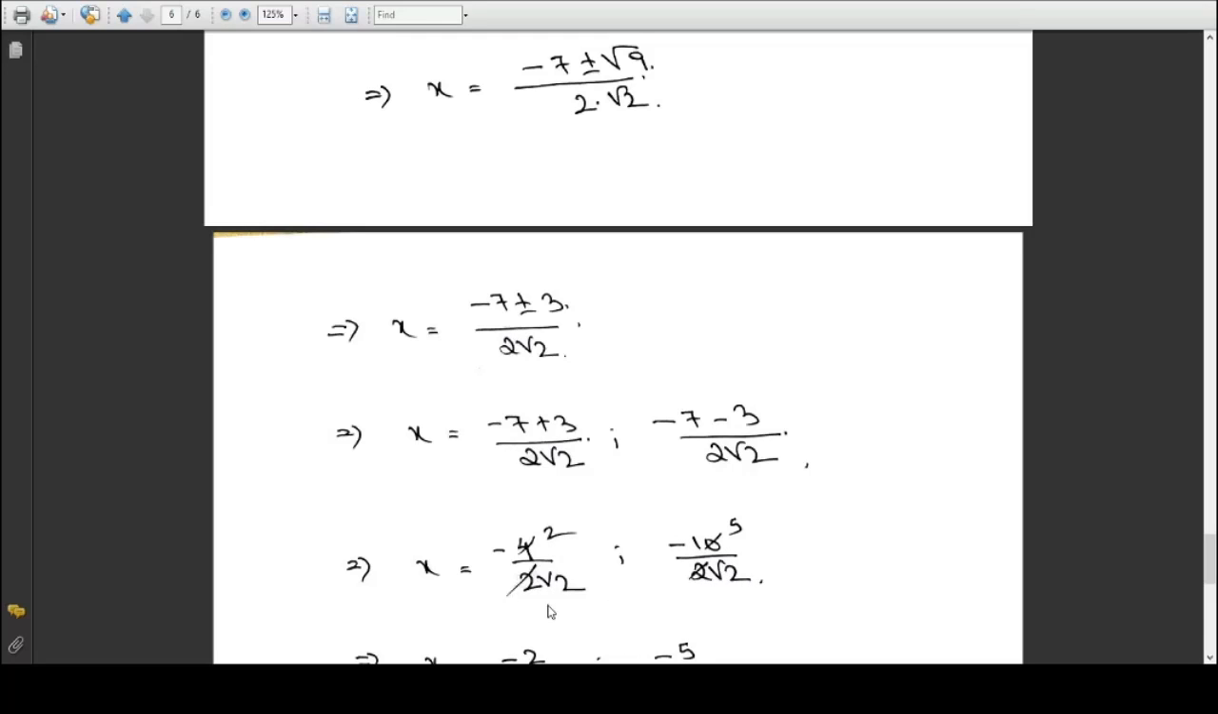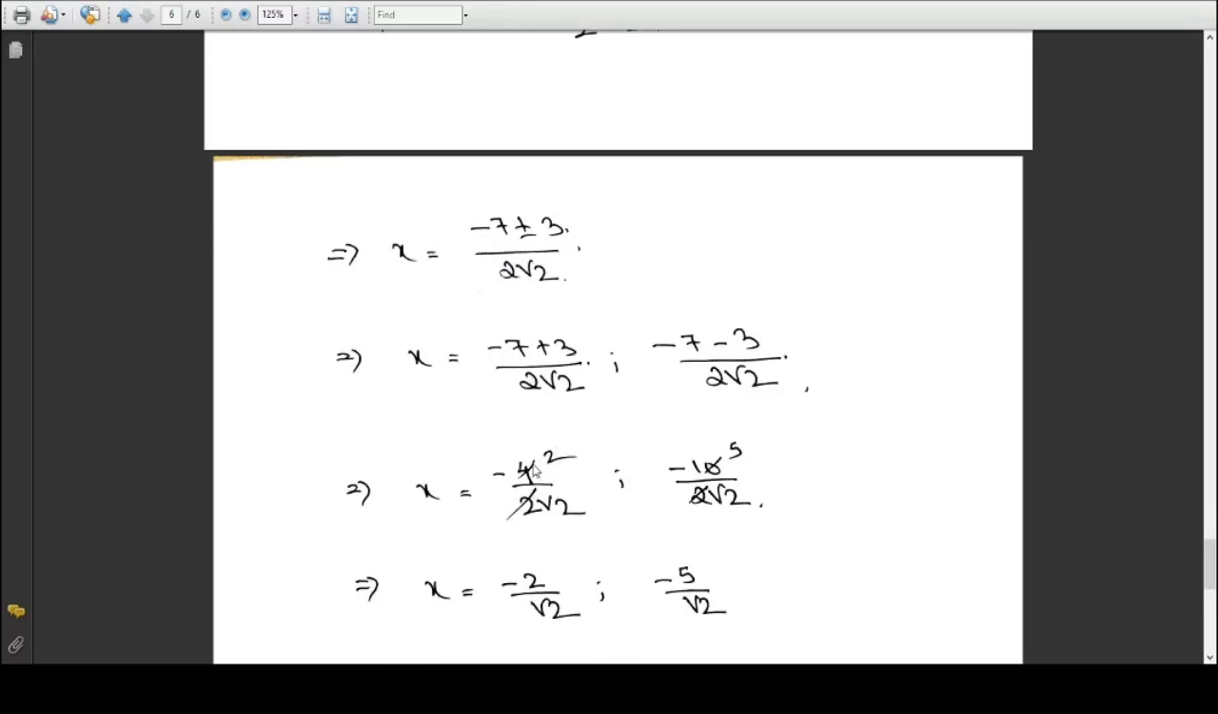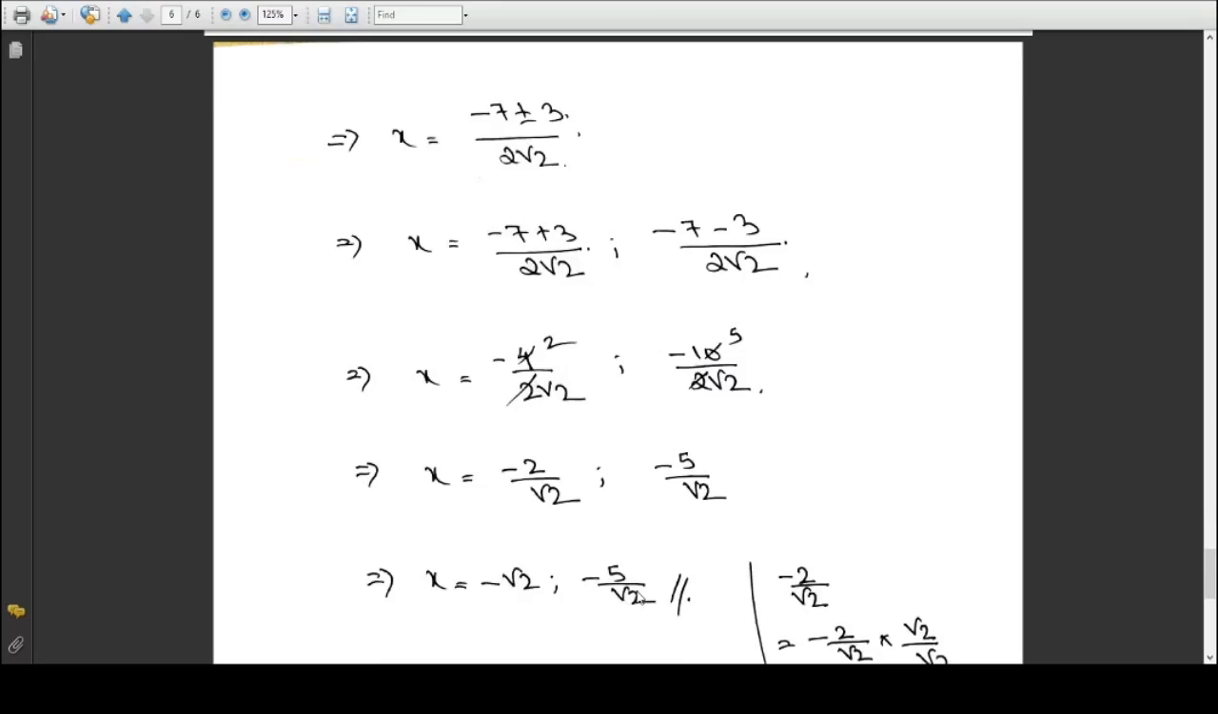Cancelling the numerator and denominator. 2 4s are 8, 2 2s are 4 and 2 1s are 2. We'll get minus 2 by root 2. And here 2 5s are 10, 2 1s are 2. This means minus 5 by root 2.